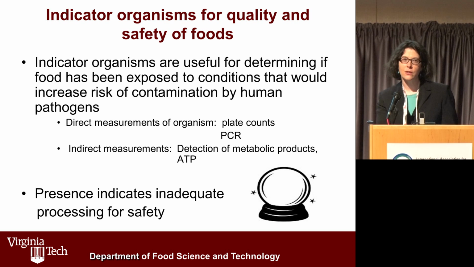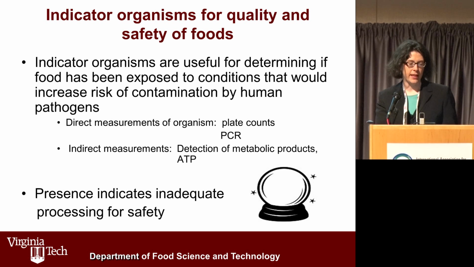Indicator organisms are useful for determining if a food has been exposed to a condition that would also increase the risk of contamination by a human pathogen. Usually we're looking at bacteria in this case, but there is some good recent work that has been done with noroviruses and caliciviruses. There was an excellent presentation on Sunday that talked about indicator organisms and the status for that within the water systems and their adaptation to food systems. If you didn't have a chance to go to that, I would really encourage you to go back to the web and look at some of those web presentations as well.